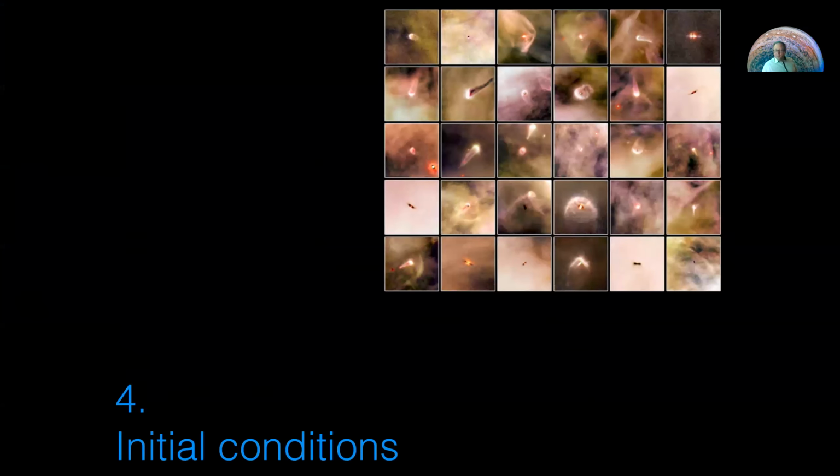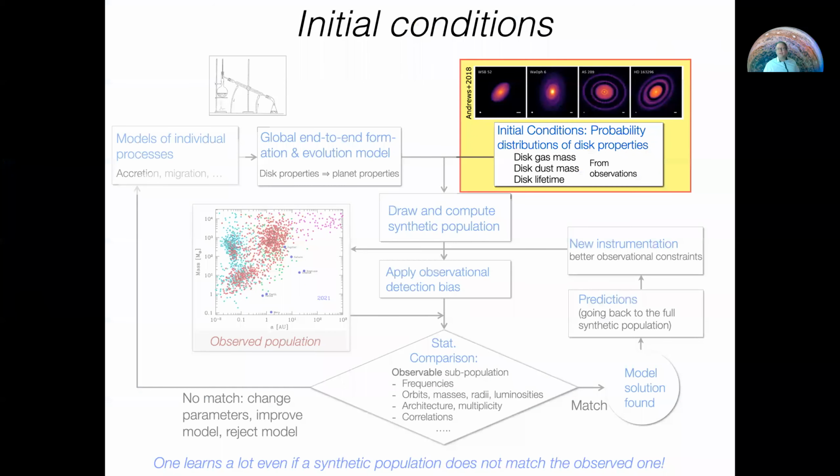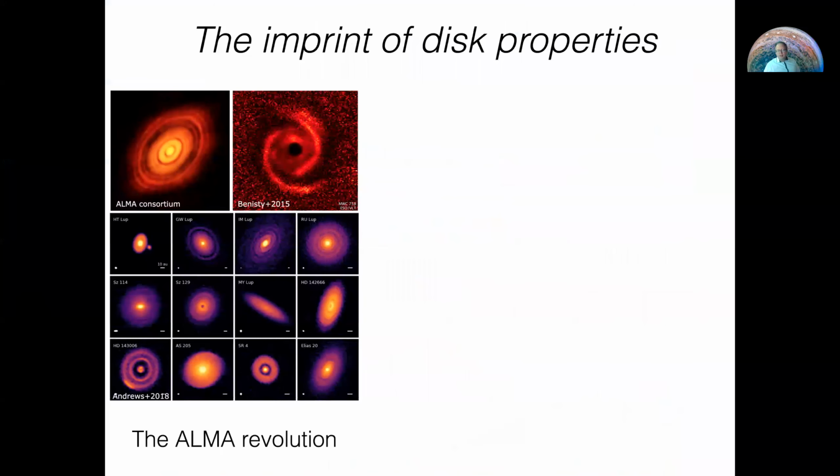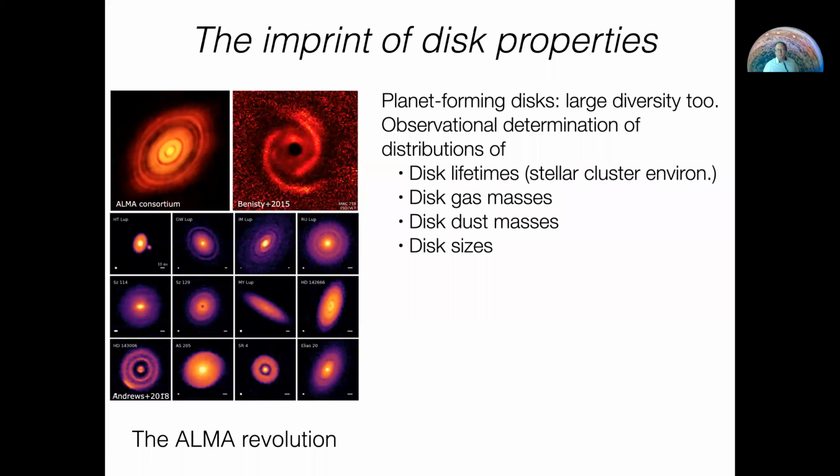So let us now continue with the next aspect in the approach, which are the initial conditions. And so we are now here in this box here. The underlying idea is that what we see is basically the imprint of disk properties, because on the observational side, we now know that planet forming disks also exhibit a large diversity in all kinds of their properties like mass or size or lifetime.